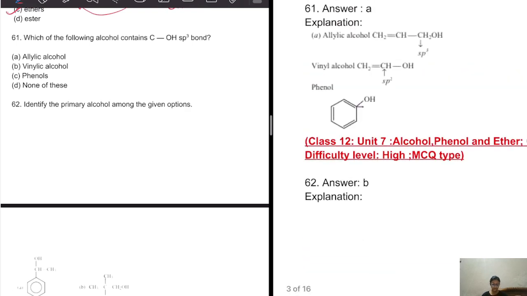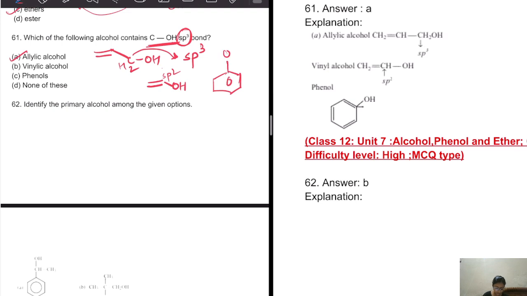Which of the following alcohols contains a C-OH sp3 bond? Let's see. Allylic alcohol. What is the structure of allylic alcohol? It is this. This carbon is an sp3 carbon. So our correct answer is this. In vinylic we have this. And in phenols we have this structure. Again, this carbon is sp2. So the correct answer is A.